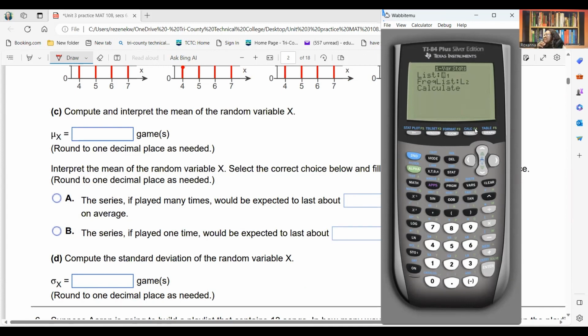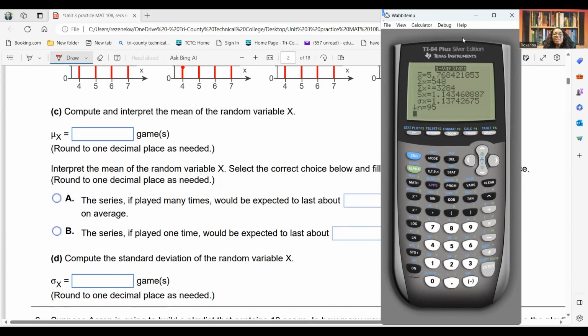So L1 and L2, then you calculate. L1 is now the random variable and the frequency is in L2. Calculate. And so the mean to 1 decimal point is 5.8. I'm told to find the mean to 1 decimal point, so I want to answer the question to that accuracy, 5.8. That is the mean. Now this is to interpret the mean of the random variable x. Select the correct answer.